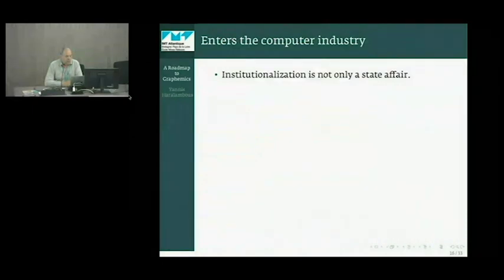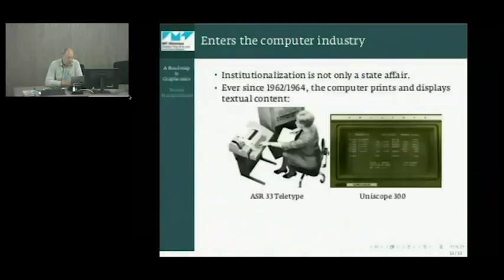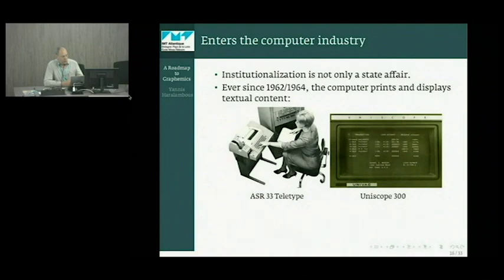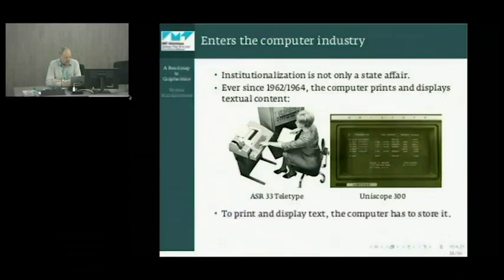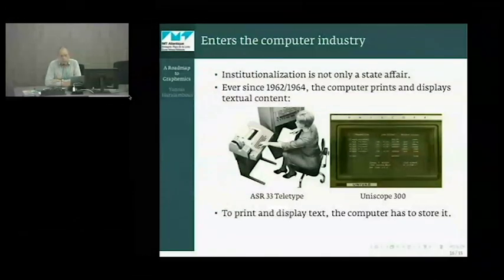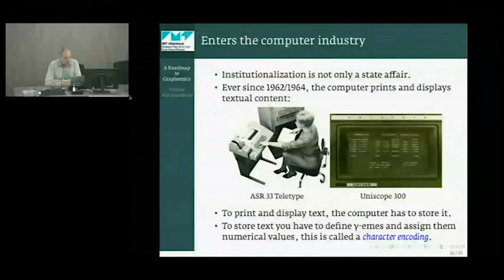Now, institutionalization is not only a state affair, you also have the computer industry. So here you see the first teletype, so the first machine writing text on paper, and the first screen in 1962, 1964. So to print and display text, you have to store it somewhere. And to store it, you have to define graphemes.